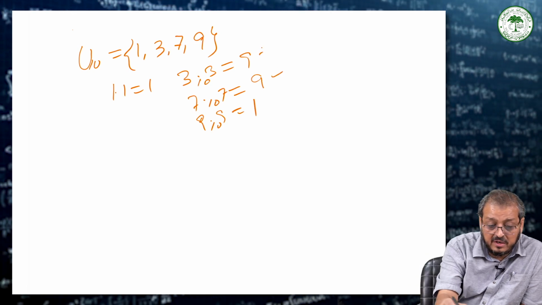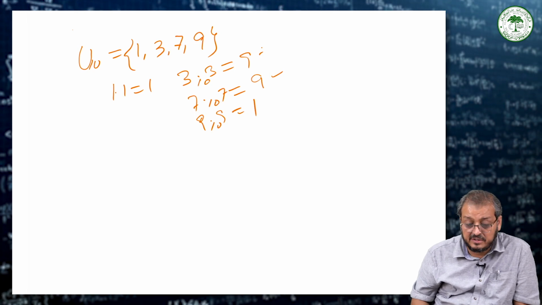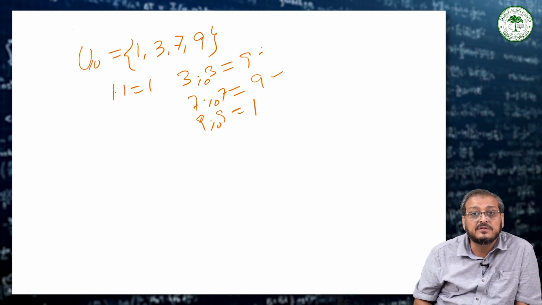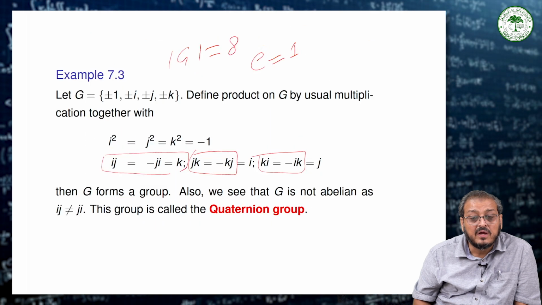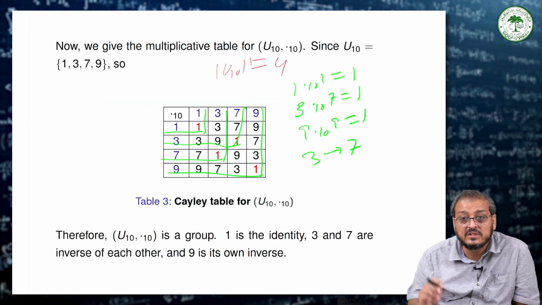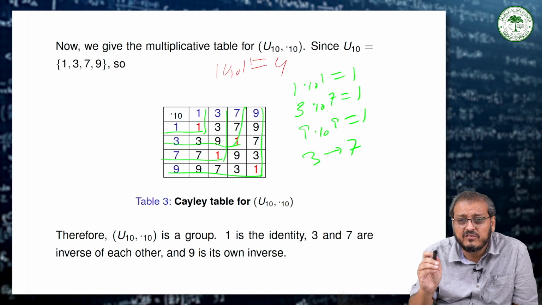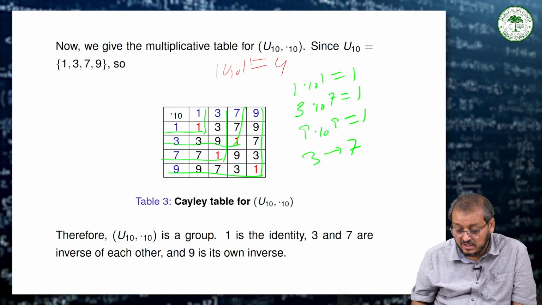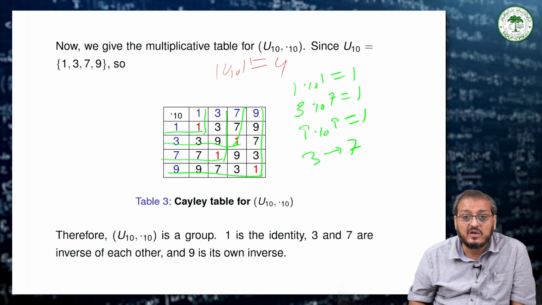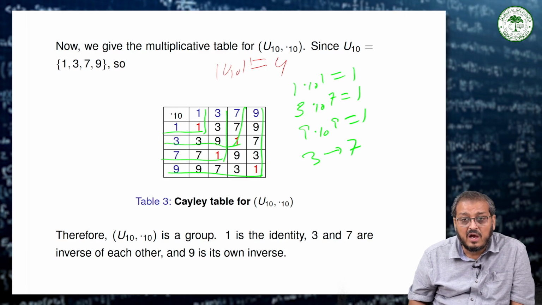So if we check the table, we see 1 is the inverse of 1, 3 is the inverse of 7, and 9 is its own inverse, so 3 and 7 are inverses of each other.